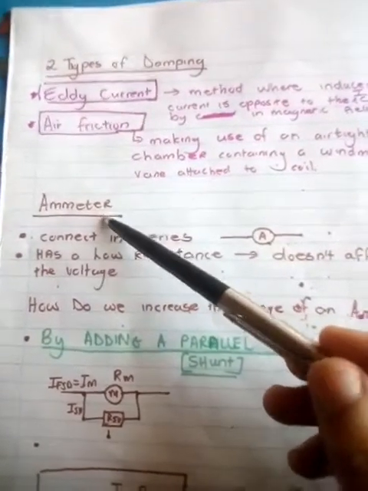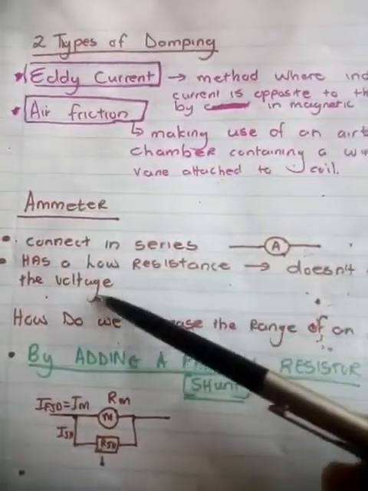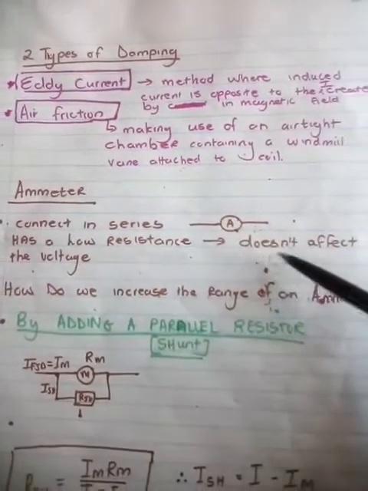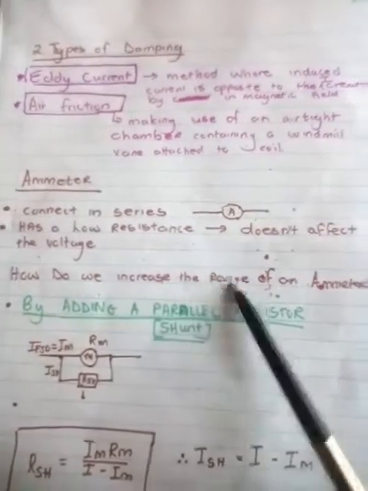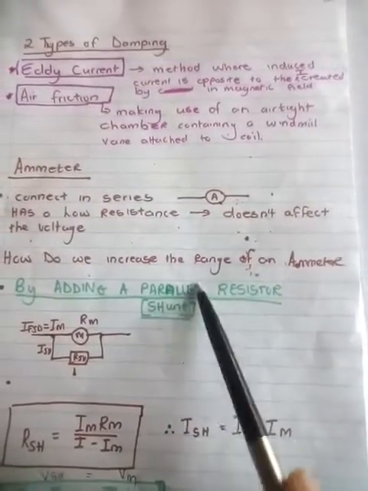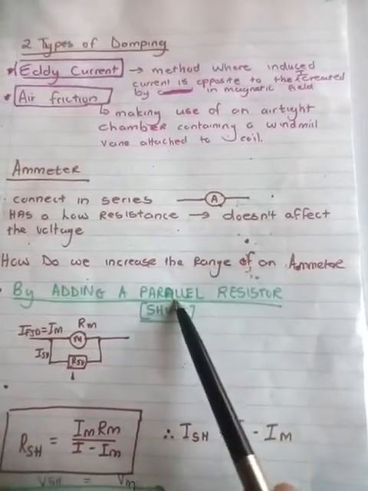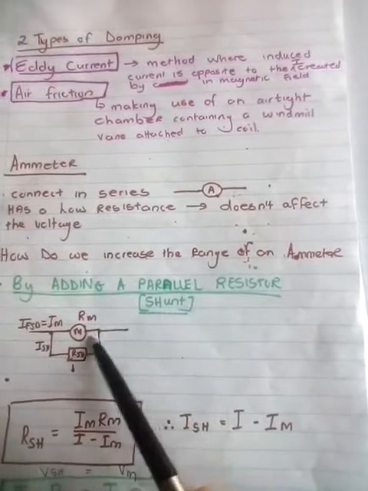Then you need to know the ammeter. We connect an ammeter in series. There's a symbol. An ammeter has a low resistance. Why? Because you don't want it to affect the voltage of the circuit. How do you increase the range of an ammeter? We increase it by adding a parallel resistor. Please, this is for an analog meter. So you add a parallel resistor.